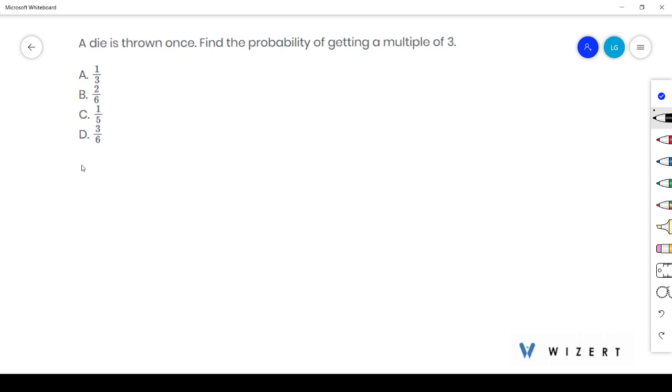Our question is, a die is thrown once. Find the probability of getting a multiple of 3. Suppose S be the sample space of a die thrown once. So it is 1, 2, 3, 4, 5, 6. So n of S is 6.